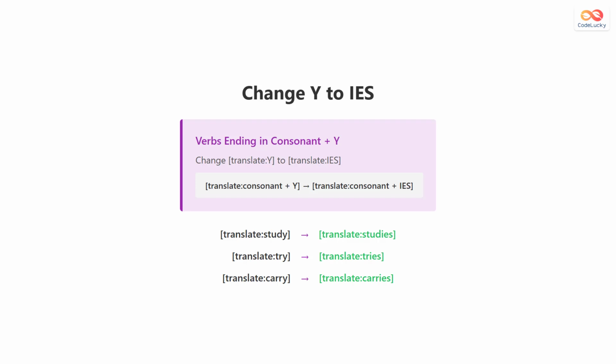Another important rule involves verbs that end in a consonant followed by the letter y. When you have this pattern, you must change the y to i and then add es. So the verb study becomes studies. The verb try becomes tries. The verb carry becomes carries. Notice that the y is completely replaced, not just have an s added to it.